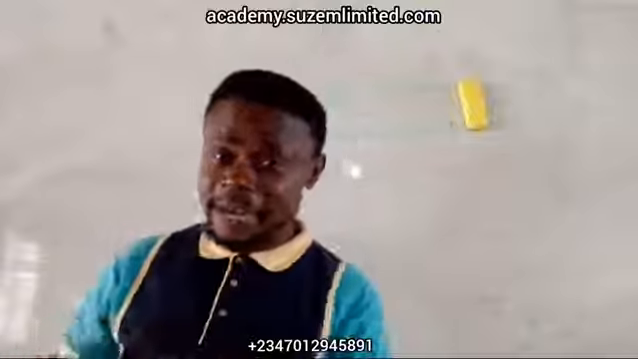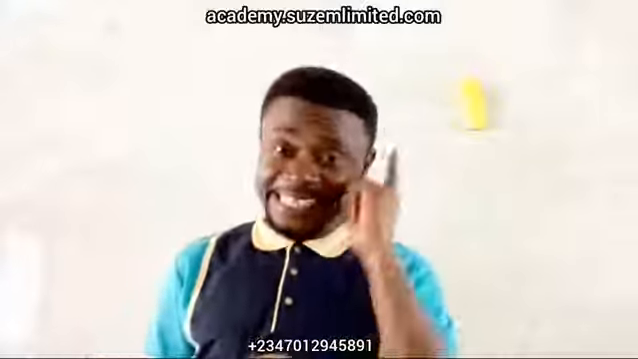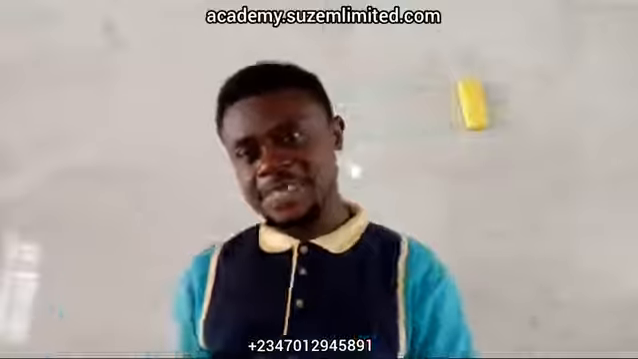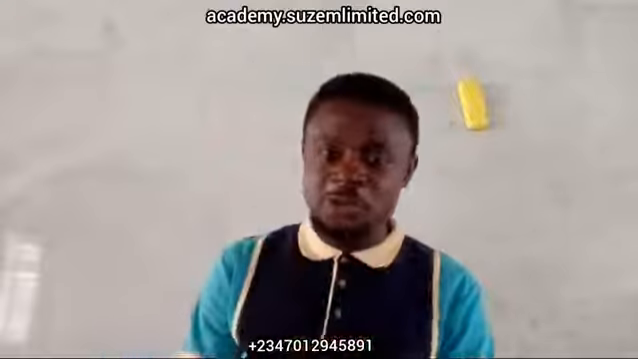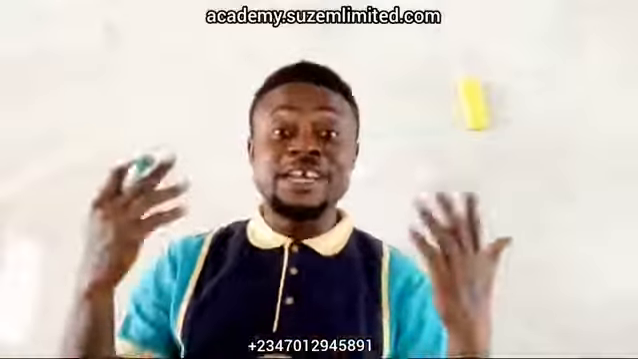Now, let me explain. There are different numerals. We have different types of numerals. We'll still go there. We have Arabic numerals. We have Roman numerals. So it's important we know that these two terms are not the same. There is also another term that people make mistakes about: digits. Digits are single figures that form numerals.